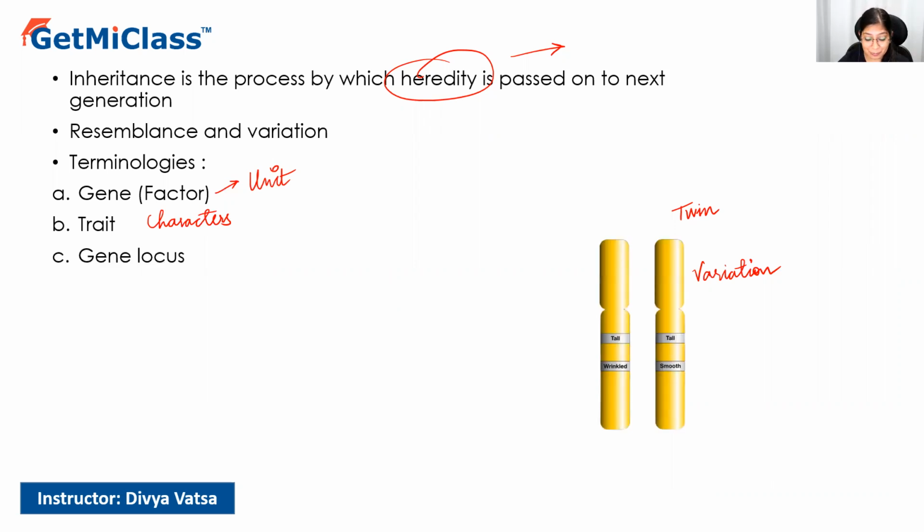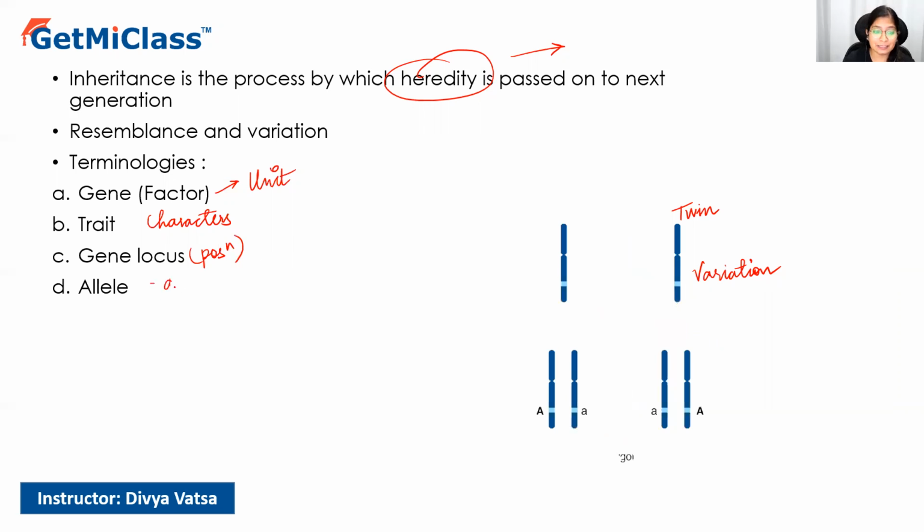Talking about the gene locus. Locus means the exact position of that gene. So if you look on the chromosome, wherever that gene is located is called the gene locus.